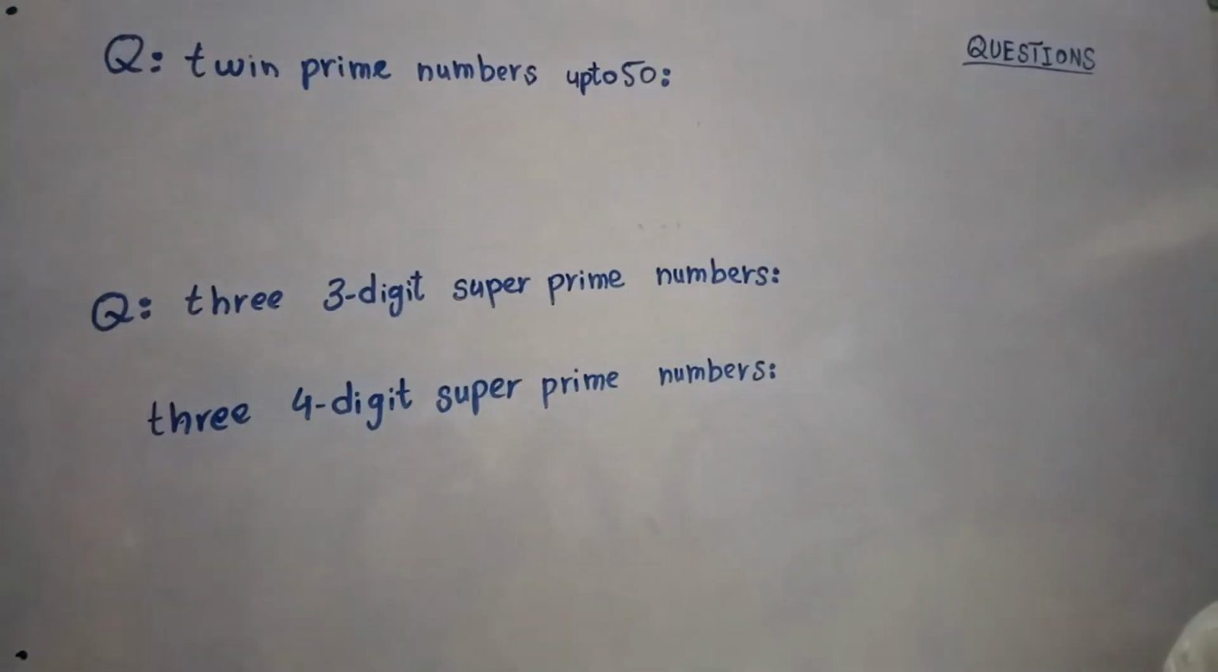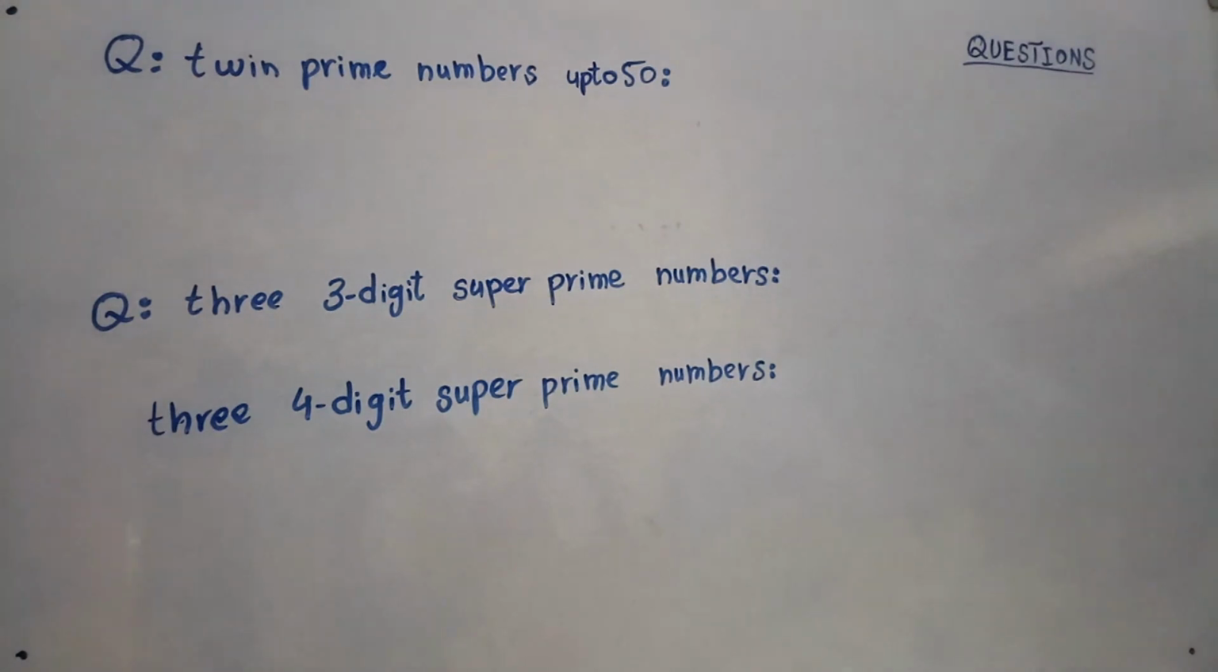I have written here the questions. So the first question is twin prime numbers up to 50. So we have to write the twin prime numbers up to 50, the pairs of prime numbers which have a difference of 2. So let's write, starting from 1. 1 is not a prime number. 2 is a prime number, 3 is a prime number. So the difference between 2 and 3 is 1. But we need a difference of 2. So we will move forward.